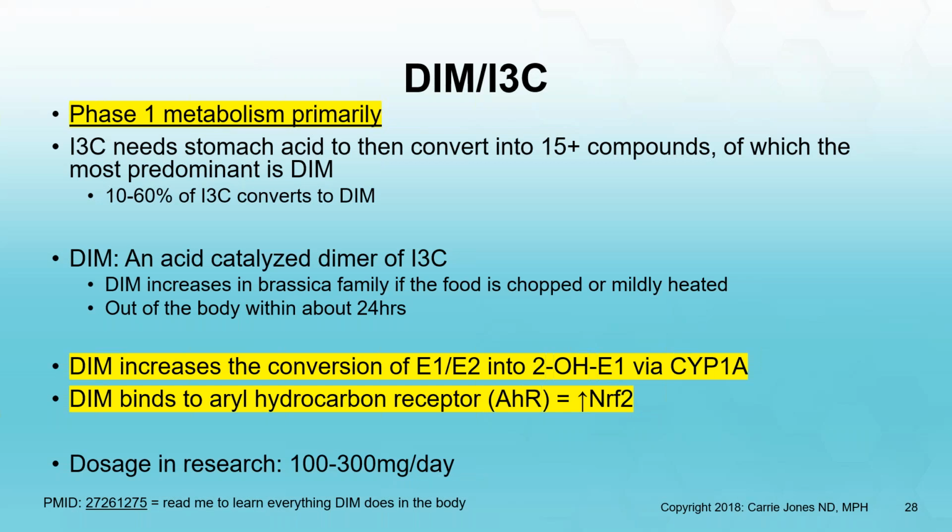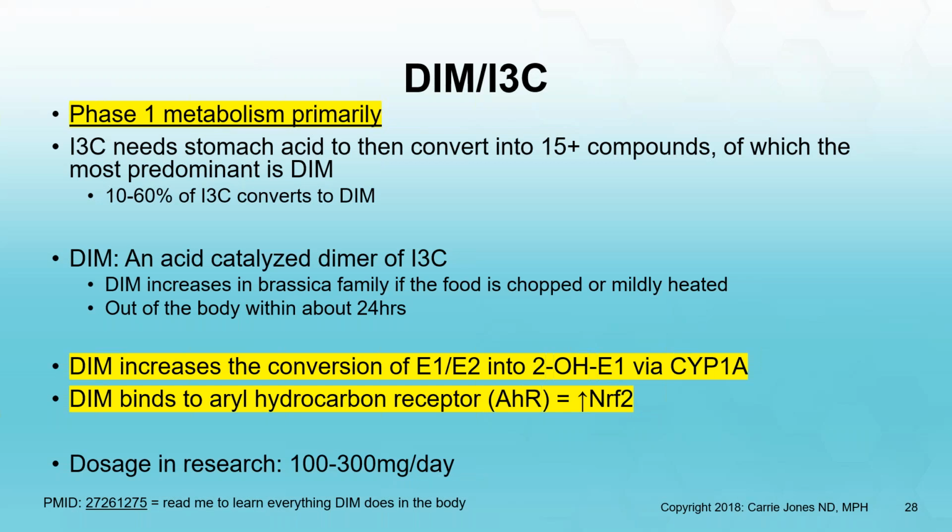You may need to go ahead and give them DIM, or diindolylmethane. And you can see there the range is huge, depending, of course, on their stomach acid. 10 to 60% of indole 3-carbinol converts to DIM, 10 to 60%. And so you may have to help them with their stomach acid with either enzymes or HCl or apple cider vinegar or lemon water, bitters, bitter herbs, to try to get their stomach acid improved.